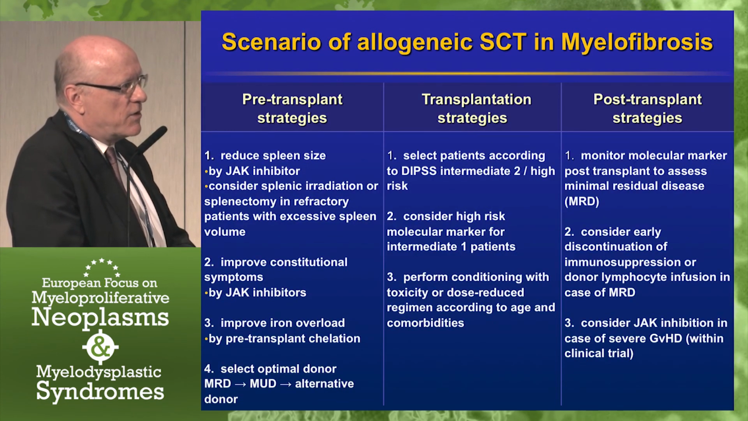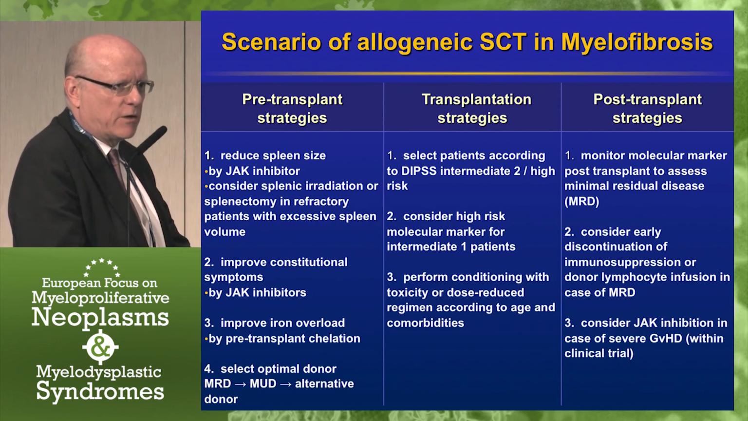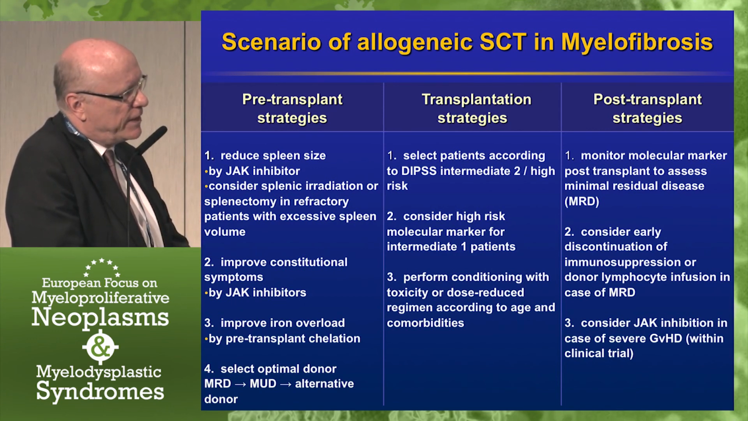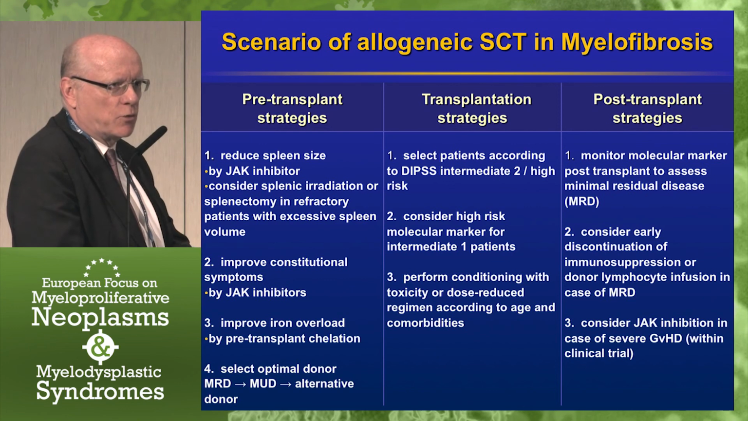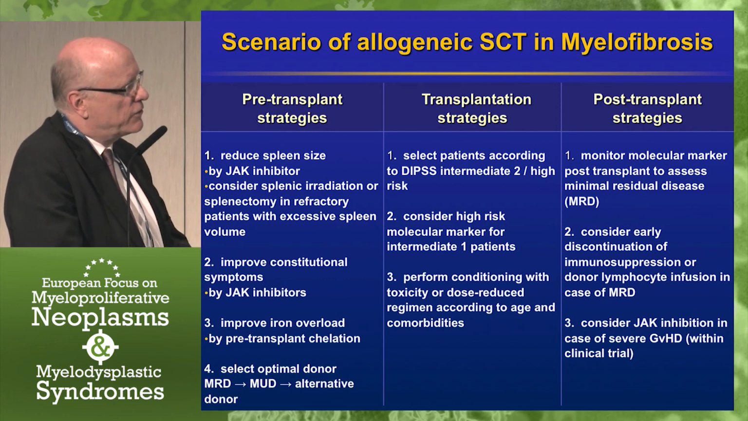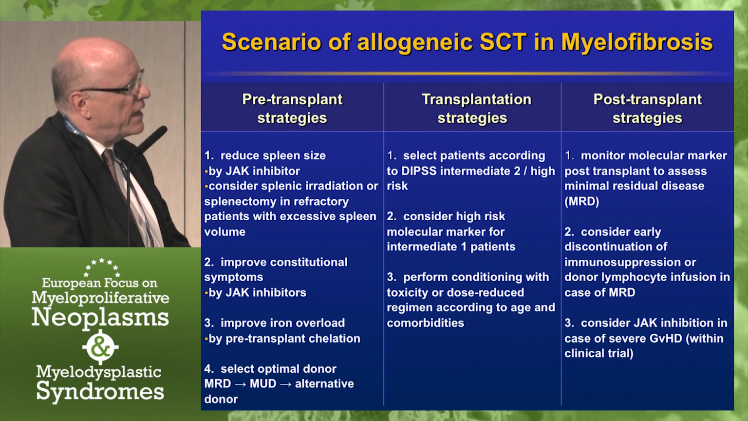So the transplant actually now becomes more and more part of a package. So when you have patients who are considered to be a transplant candidate, you should consider so-called pre-transplant strategies before you go to transplant. So we have to reduce the spleen, because the spleen is a risk factor for so-called poor graft function. We have to consider to reduce the constitutional symptoms. The constitutional symptoms are a risk factor for non-relapse mortality.